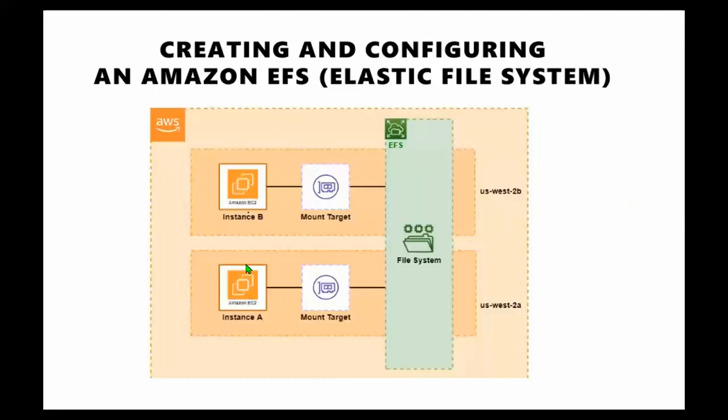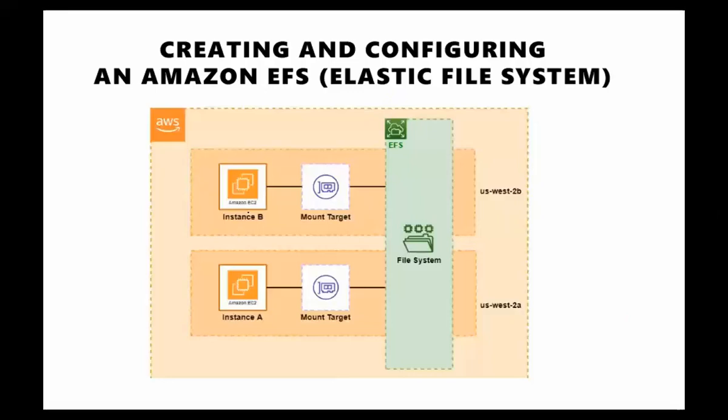Okay, so like I said, in this case, we're going to have the two EC2 instances in two different availability zones. We're going to create a common file system that will be accessible by both of those machines, provided that we create mount targets in the different subnets where the EC2 instances are located. And remember that the main advantage of a file system like EFS is that we can access it at the same time by different EC2 instances. Okay, so let's begin with the steps to create that.